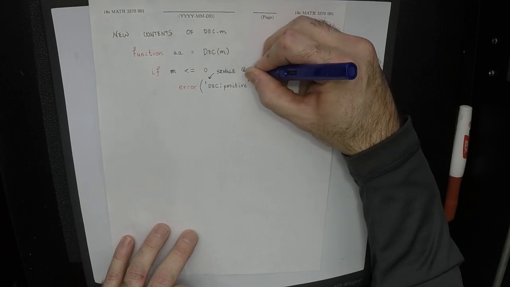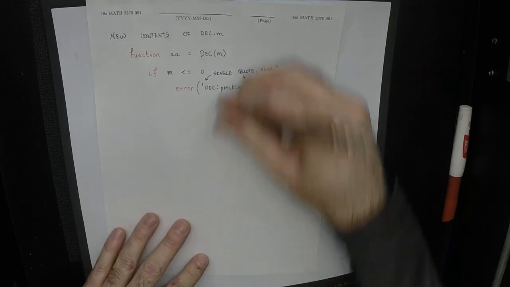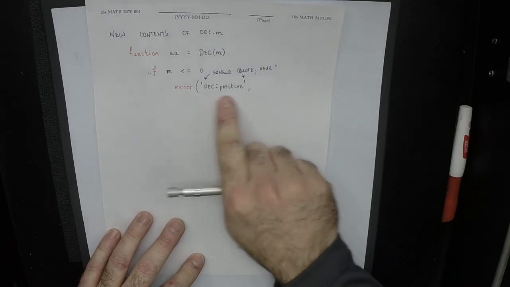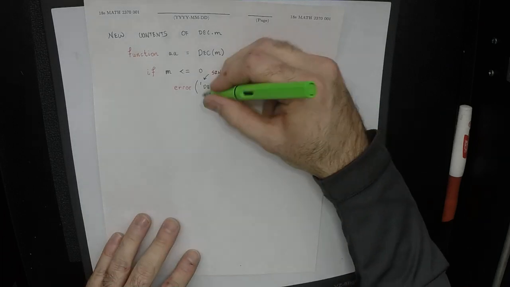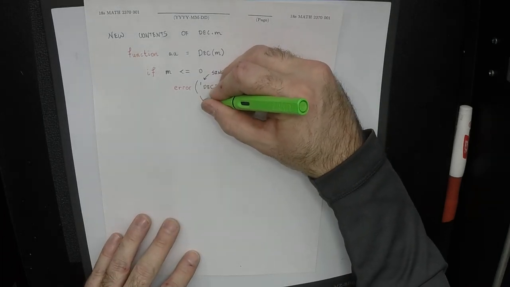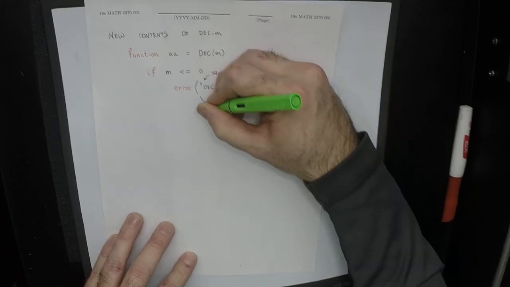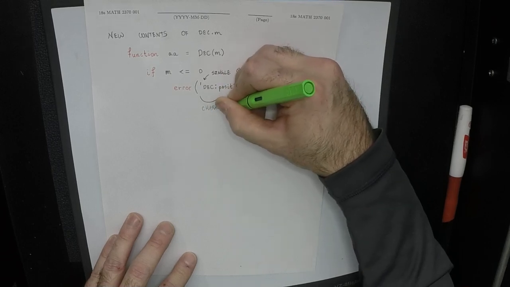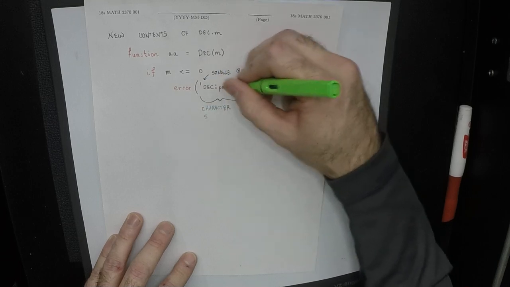So this is you writing your own error message? Yeah. And now a comma. So this thing that we wrote right here, between two single quotes, this is referred to as a character string. Not in this particular one, no.